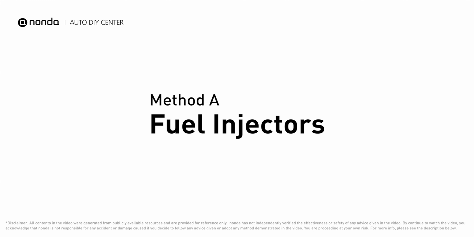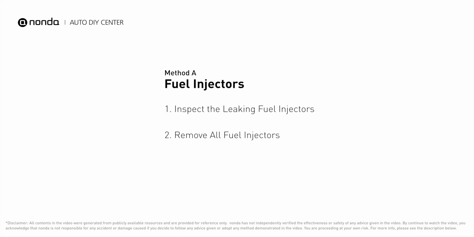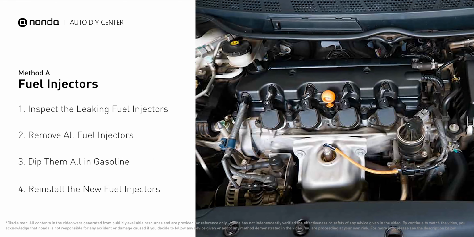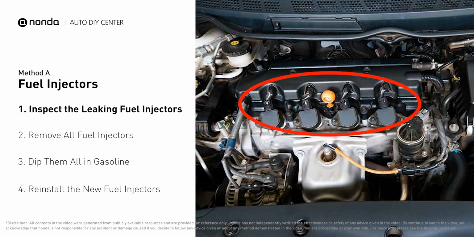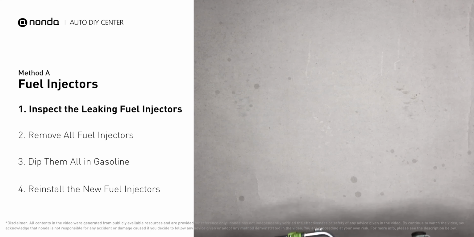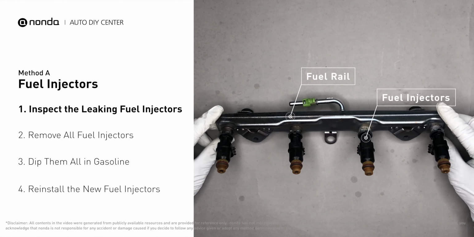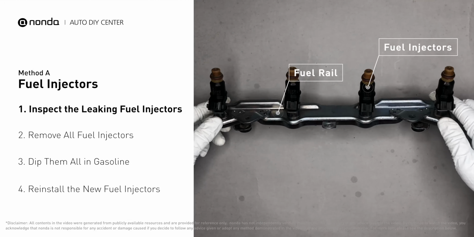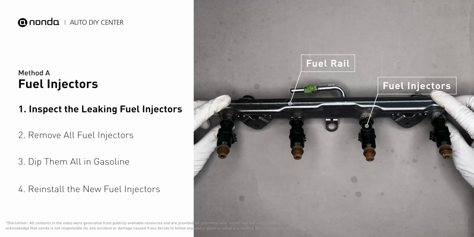Method A, fuel injectors. The fuel injectors are mounted in the intake manifold so that they spray fuel directly at the intake valves. Inspect the leaking fuel injectors on the fuel rail. Carefully remove the fuel injector. Make sure the new injector has new seals, and never use the old seals over. When you change the fuel injectors, change them all as a set, otherwise the engine will run unevenly.